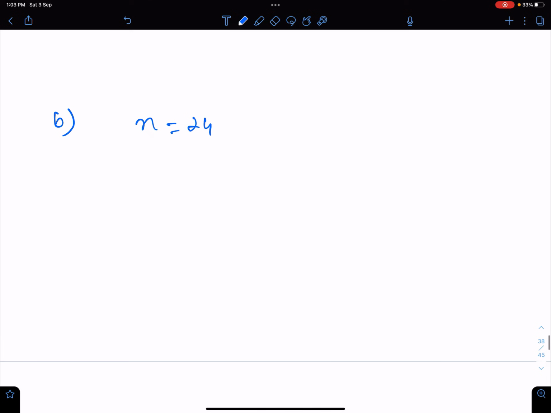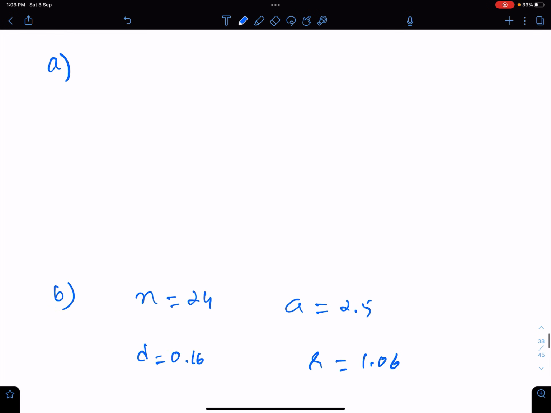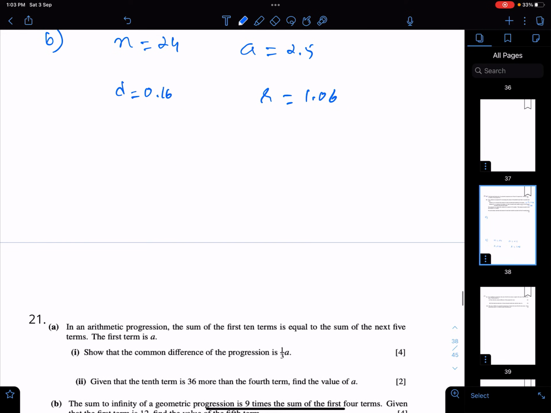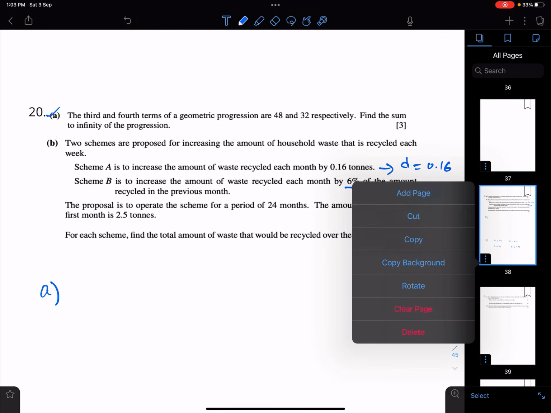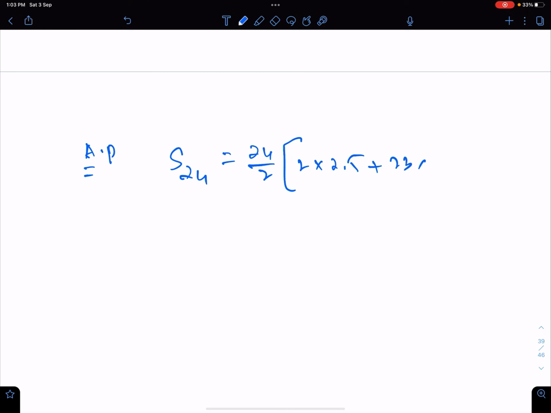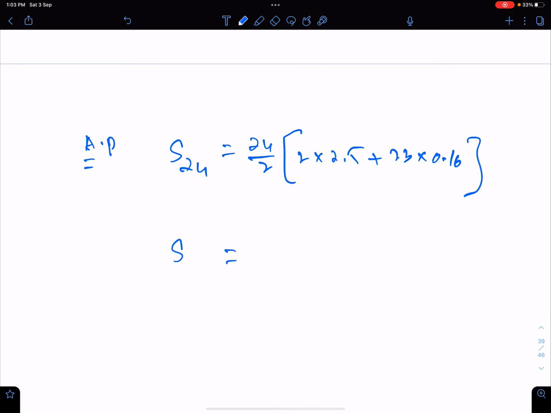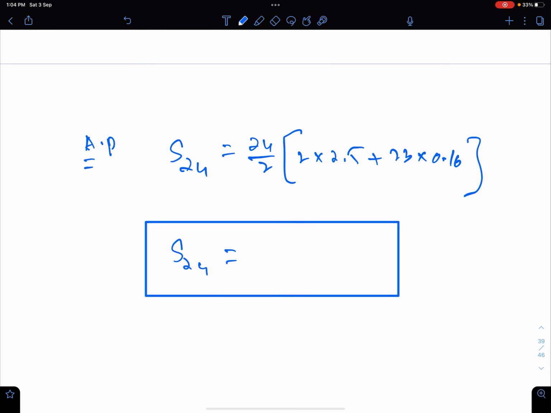So we have this: A is 2.5, D is 0.16, and R is 1.06. For both schemes, we need the total amount of waste. So we need S24 in AP and in GP, in both. So for AP, S24 should be 24 upon 2 times (2A, A is 2.5, plus 23 times 0.16). Let me check this. Yes, it's 0.16. Leave your answer up to 3 significant figures.